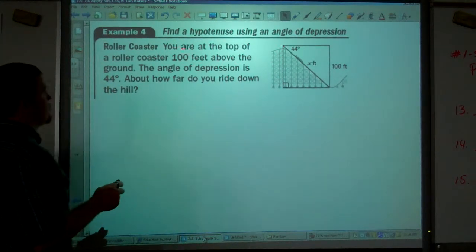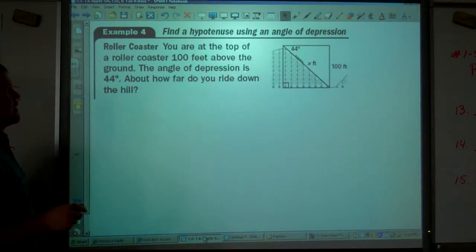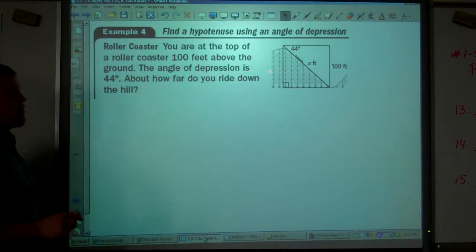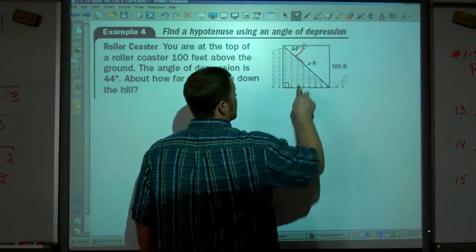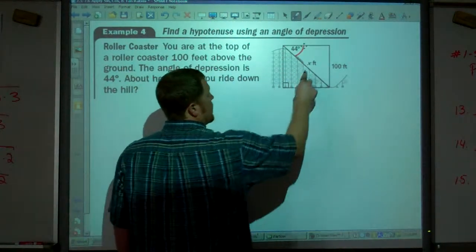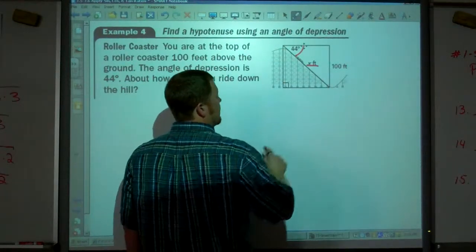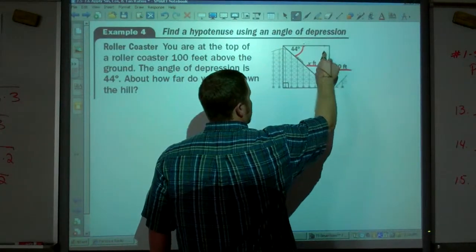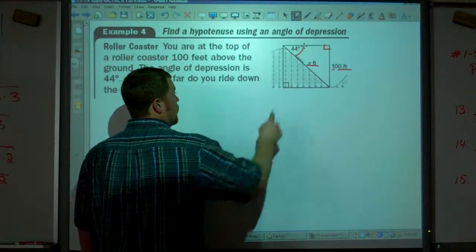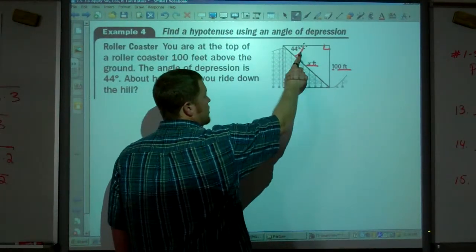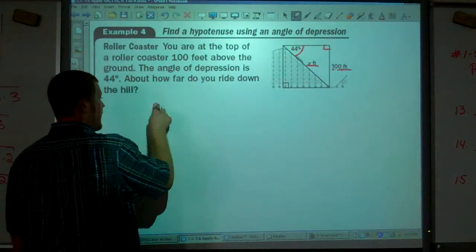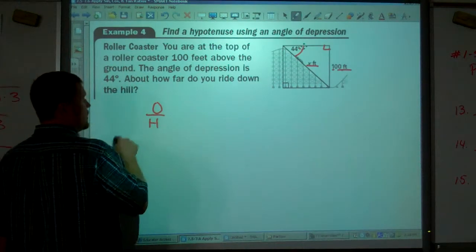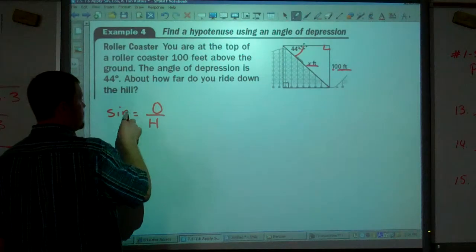You're at the top of a roller coaster, 100 feet above the ground. The angle of depression is 44 degrees. How far do you ride down the hill? Here's our angle, the angle of depression. What's our distance that we're traveling? Here's the height, and there's our right angle. Where are the sides in relation to our angle? Here's our angle, that's opposite, and this is the hypotenuse. So again, opposite and hypotenuse, which is sine. We want to use sine.